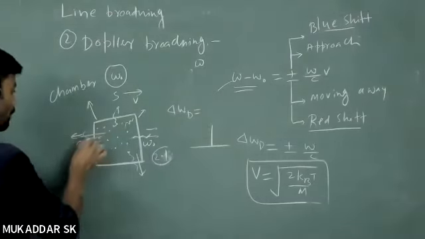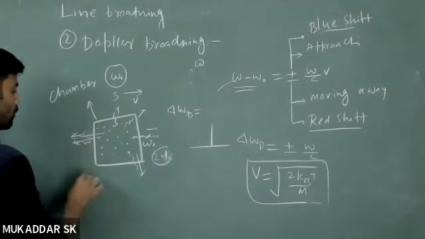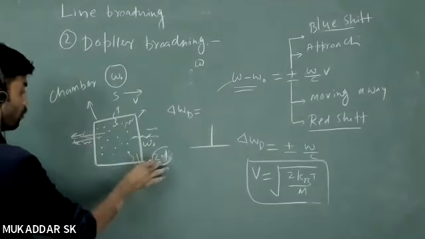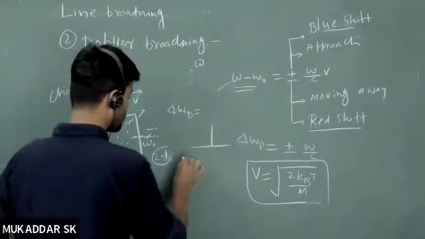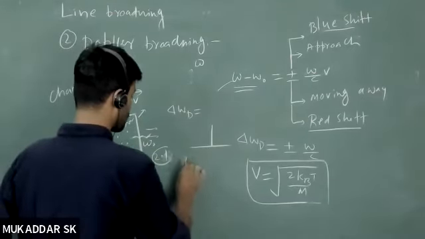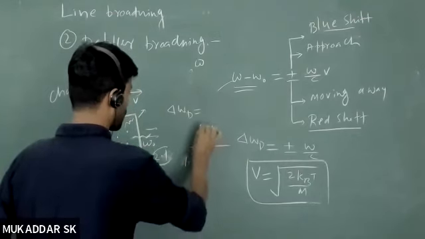When it moves away, the original energy is 2, but the observer will observe energy that will be less. Let us assume that will be 1.1. So it will be somewhere here.